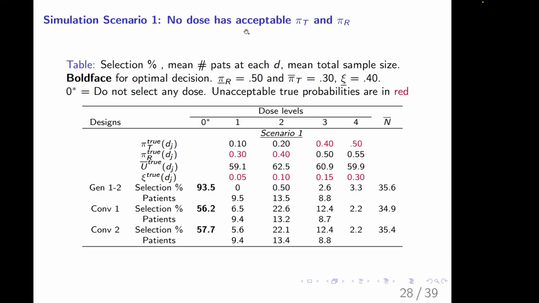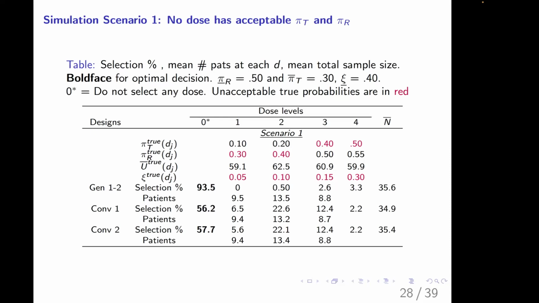The first simulation scenario has no acceptable probabilities of toxicity or response, so you don't want to pick anything. What I've given here in boldface are the optimal decisions, and the optimal decision is to pick no dose. You see that the Gen 1-2 design does that about 94% of the time, but the conventional designs do it far less frequently. The conventional designs are not very good at saying no dose is optimal, because they aren't smart enough. That is, they don't have this additional information on the long-term outcomes.